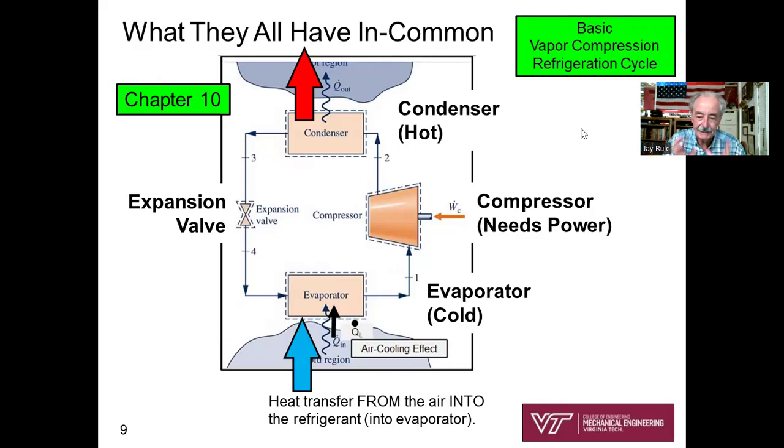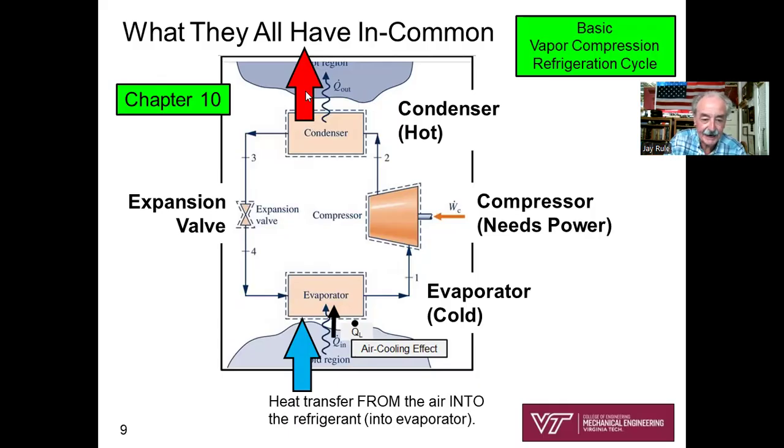There are 4 basic components of the basic vapor compression refrigeration cycle. A compressor, it needs power to run. It's compressing refrigerant vapor to a much higher pressure. Okay. A condenser, that's where the hot is. The hot vapor is being condensed in the condenser. This is nothing more than a heat exchanger, and it's exchanging heat with the surroundings.